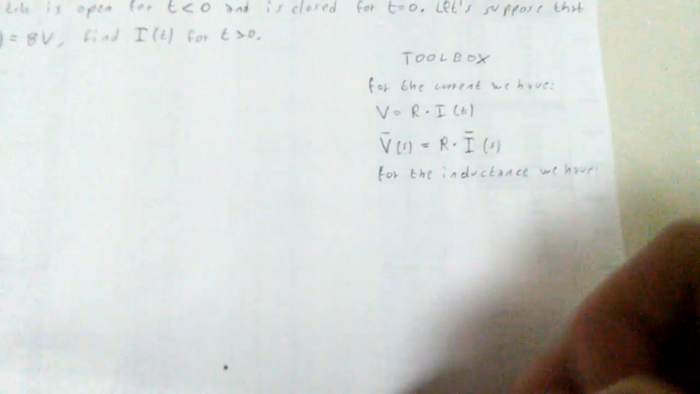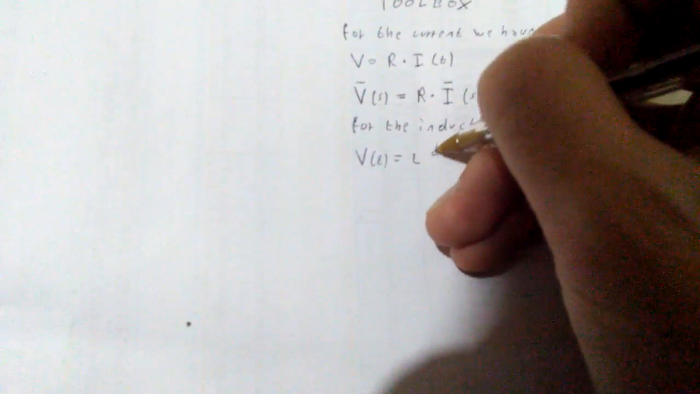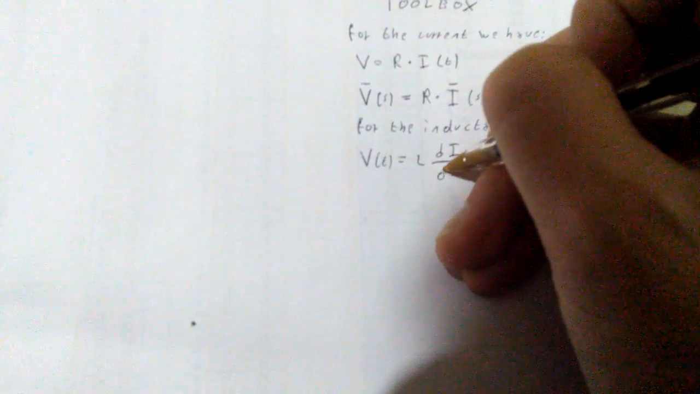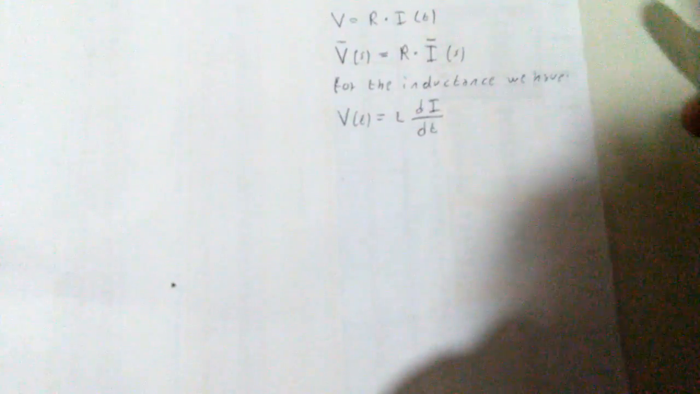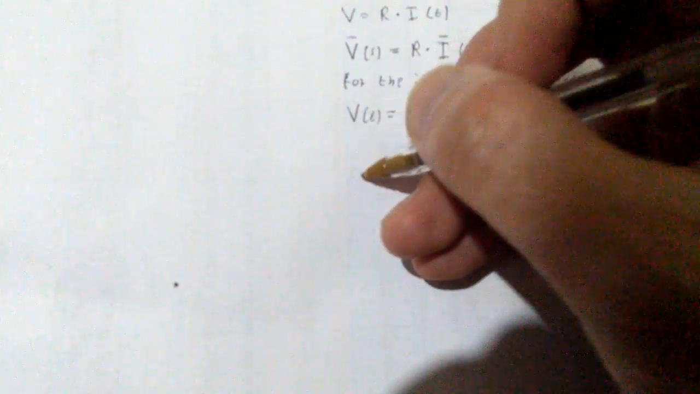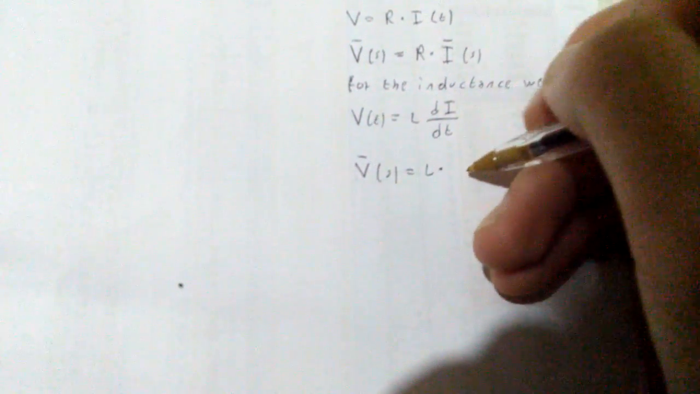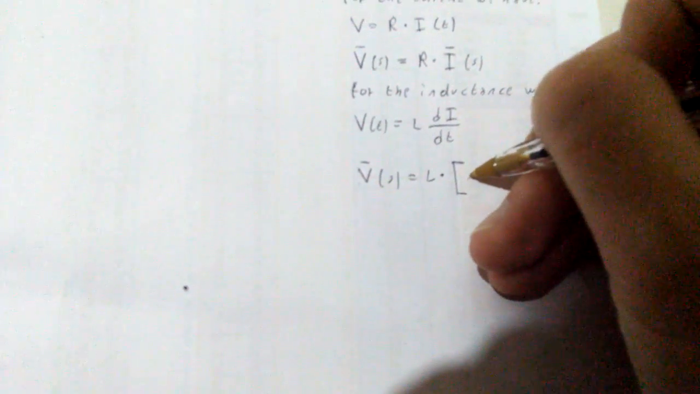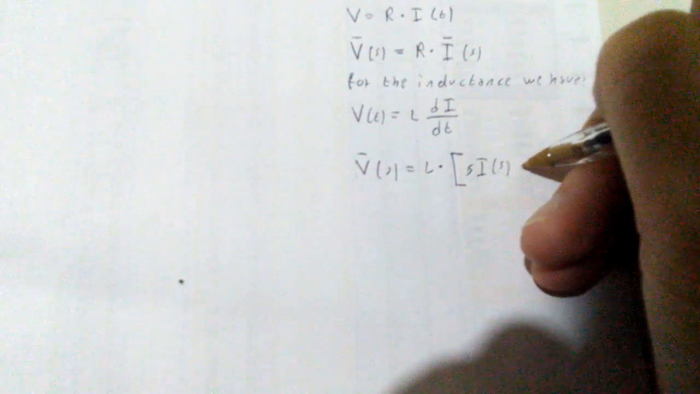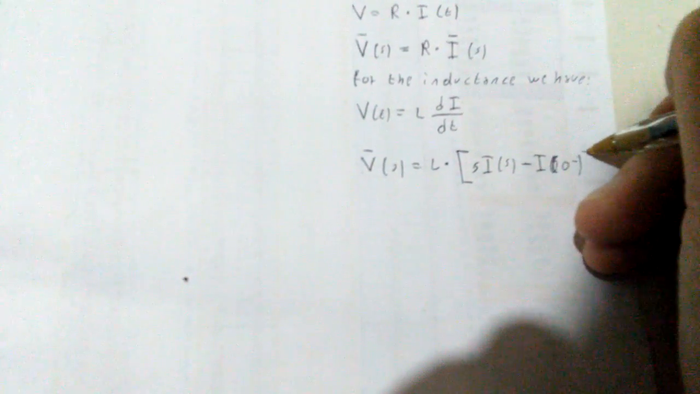Now for the inductance, we have v(t) equal to L di/dt. So if we do the Laplace transform of this, we will get V(s) equals L times (s I(s) minus I(0 minus)).